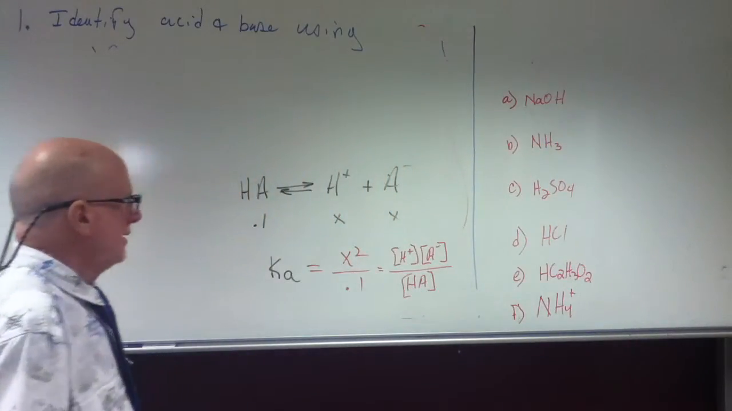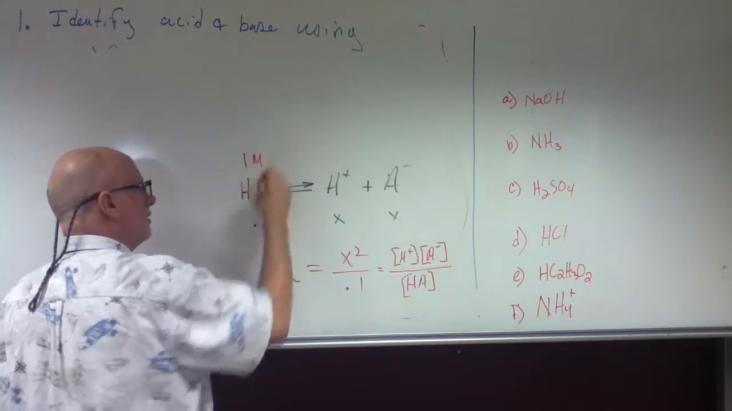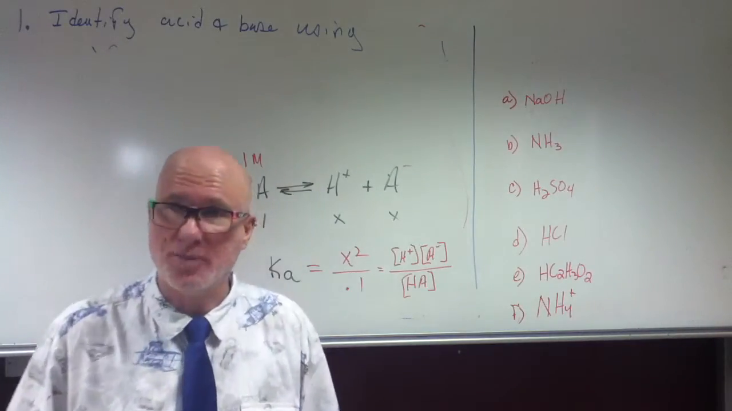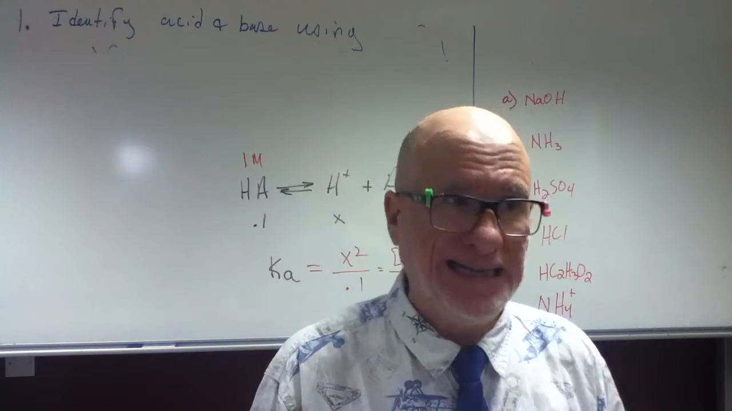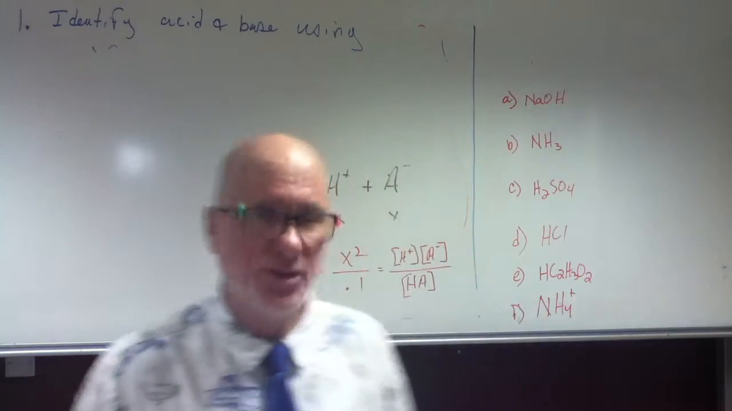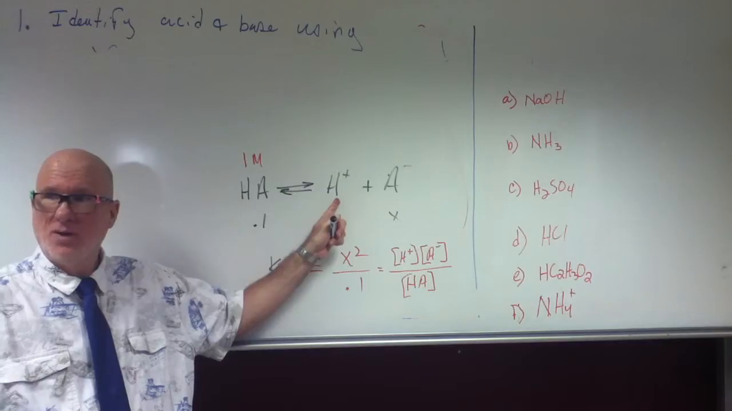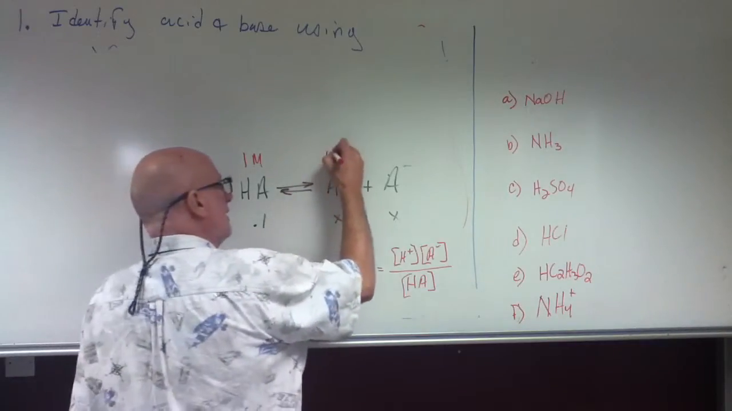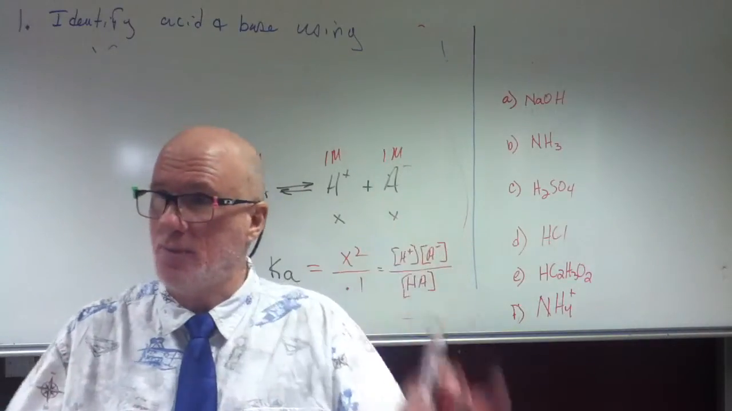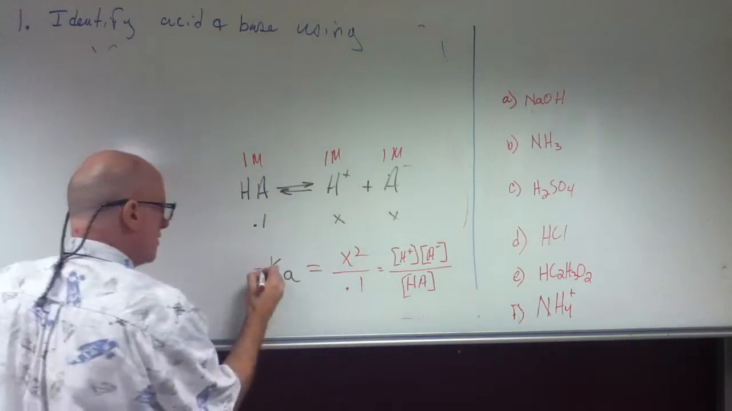Now, if I had 1 molar HA, and it was completely dissociable, what would the amount of H plus be? 1 molar, right? If it's completely dissociable, it would have 1 molar H plus and 1 molar A minus. True or false? True. Okay, now, let's go this way.